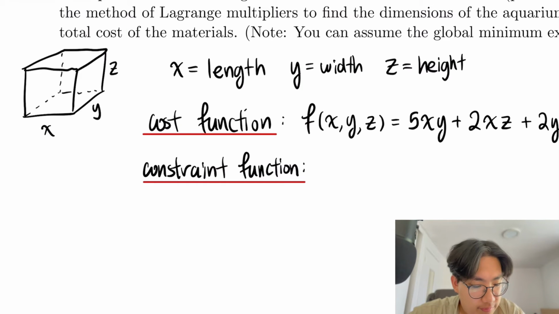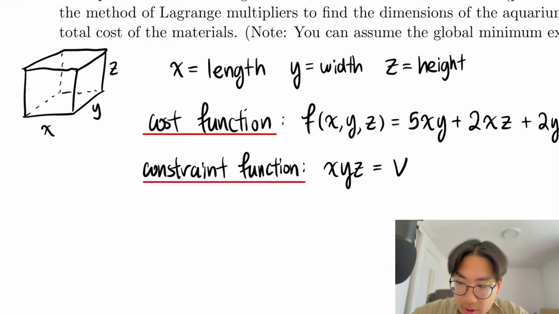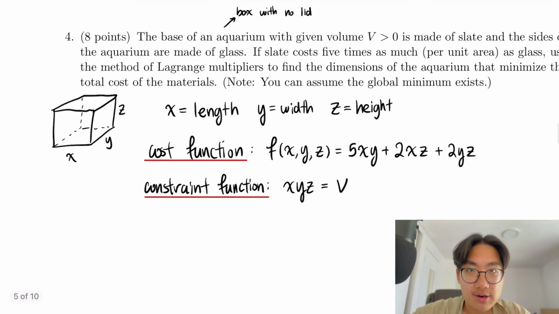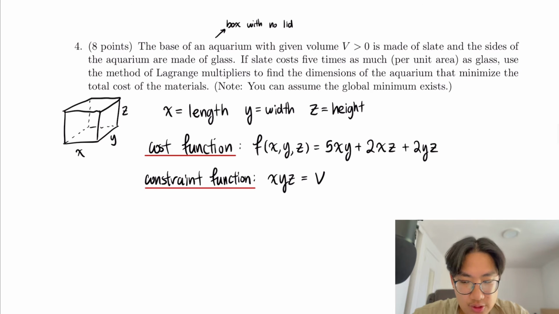In this case, the constraint function is simply xyz is equal to whatever the volume is, V, and we're given that V is also greater than 0. So this is again where the unintuitive part kind of comes in. I personally was confused by this, but for this part, I'm just going to go off of their solutions.